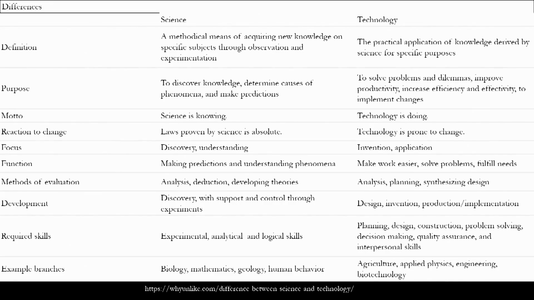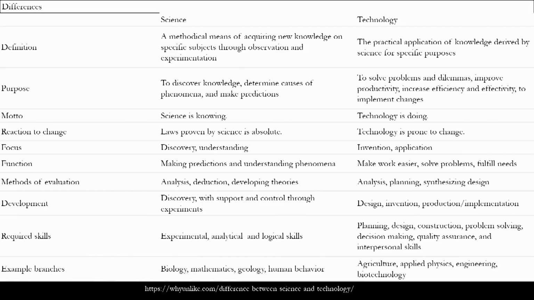So, a person has to have this kind of skills or tools: experimental mindset, analytical and logical skills the person should have, the one who is practicing science. And one who is practicing technology needs planning, design, construction, problem solving, decision making, quality assurance and interpersonal skills. So, a person in the field of technology should possess some of these characteristics.